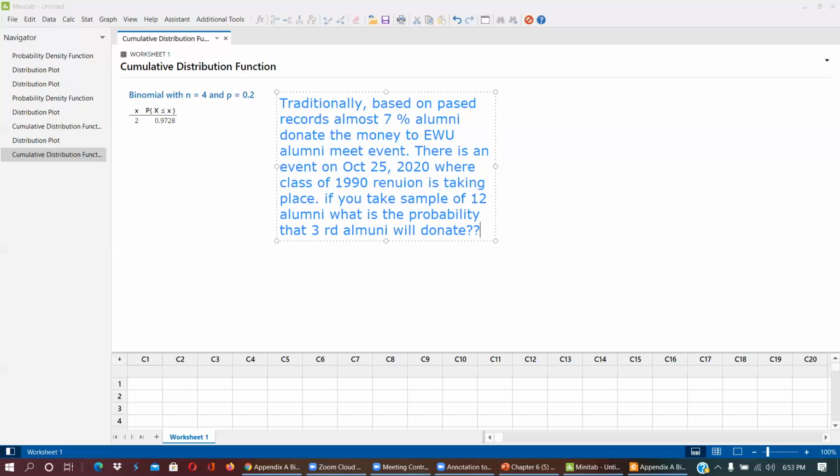If you have Minitab in front of you, the first question is this. The second, more than 3 will donate, and fewer than 5 will donate. These are the three situations, and I need your answer. Sorry, past, I misspelled. Do you have Minitab in front of you? If not, I will do this. If you have, you just try to do this.